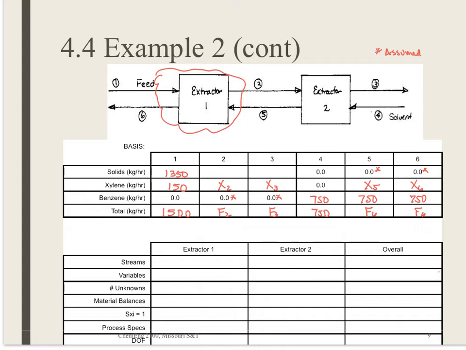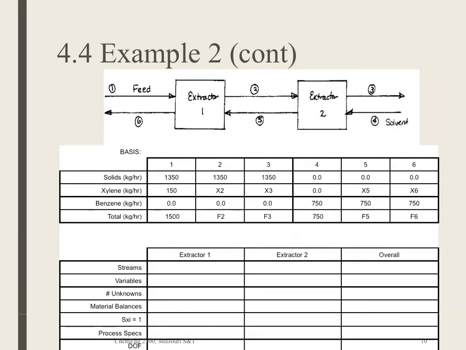Similarly, the solids, if they're not leaving in the extract streams, 1,350 kilograms per hour come in here, they must also leave in this stream, leave in this stream. So these are known. Okay? So now then, based on that, let's do the degrees of freedom table.